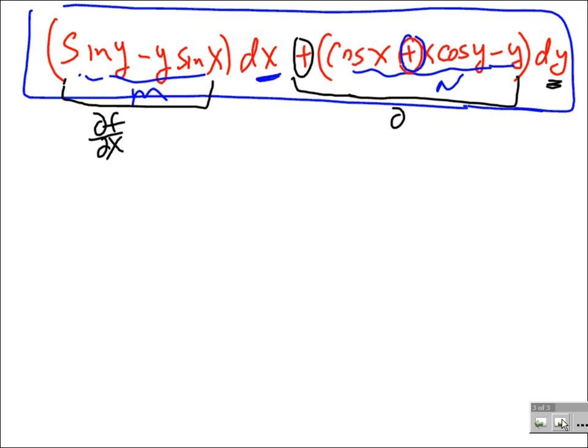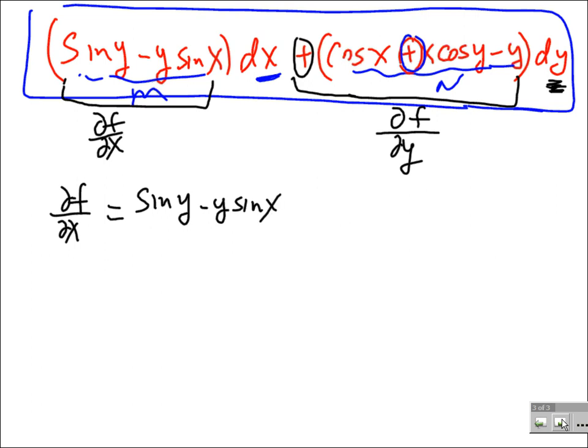Be aware of that. This is df dy. Now, our goal is to solve for f and set it equal to c, a constant. So, if df dx is equal to what I underlined, sine y minus y sine x. Now, I could have started off right here. I could have said that df dy, or partial f partial y, is equal to n.